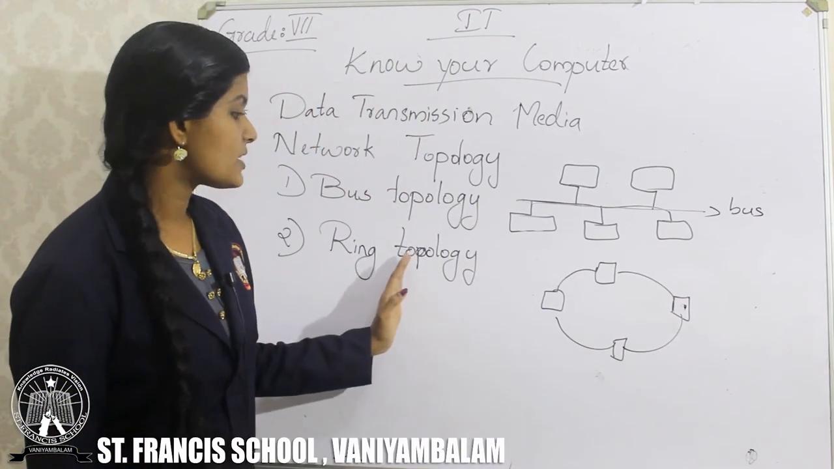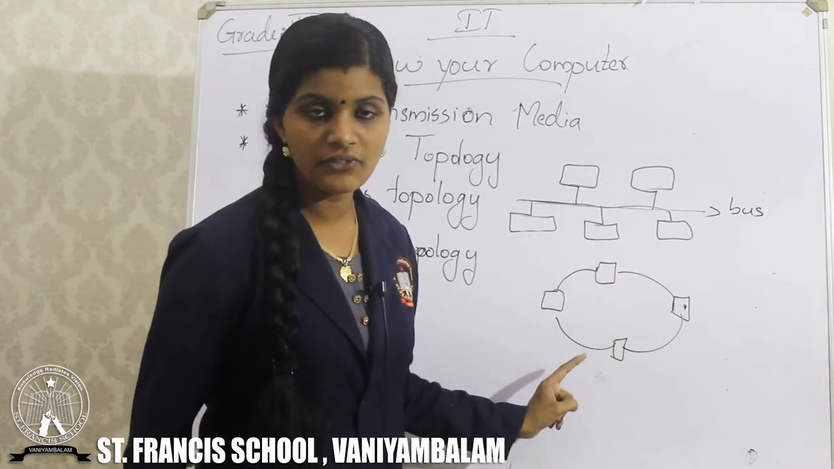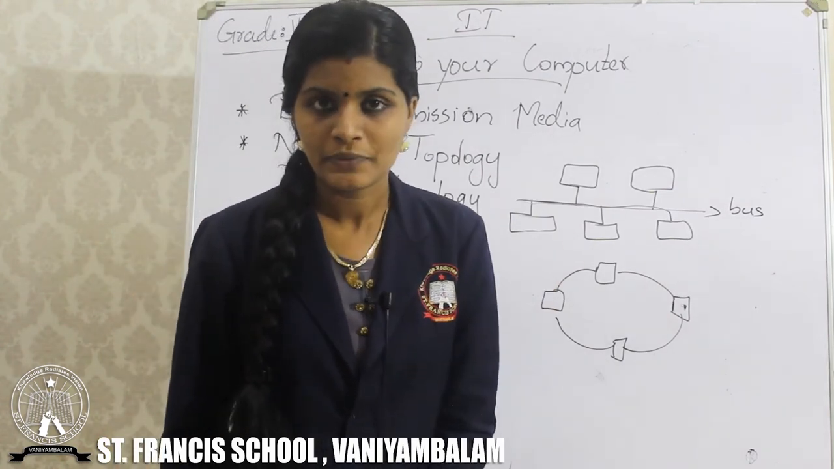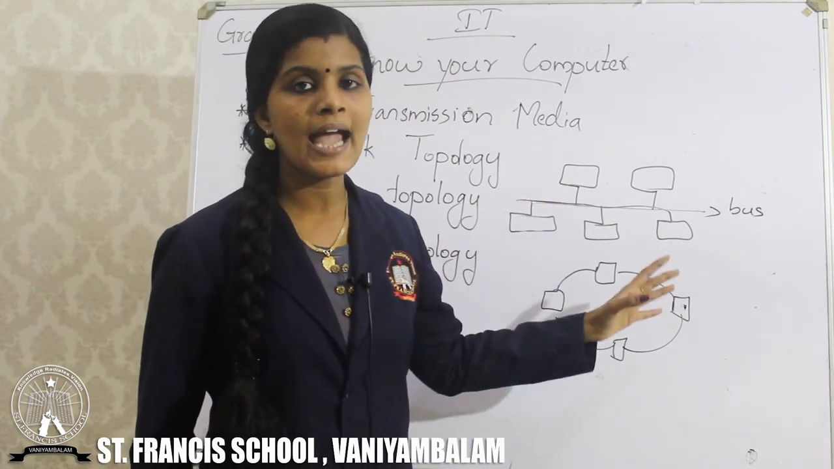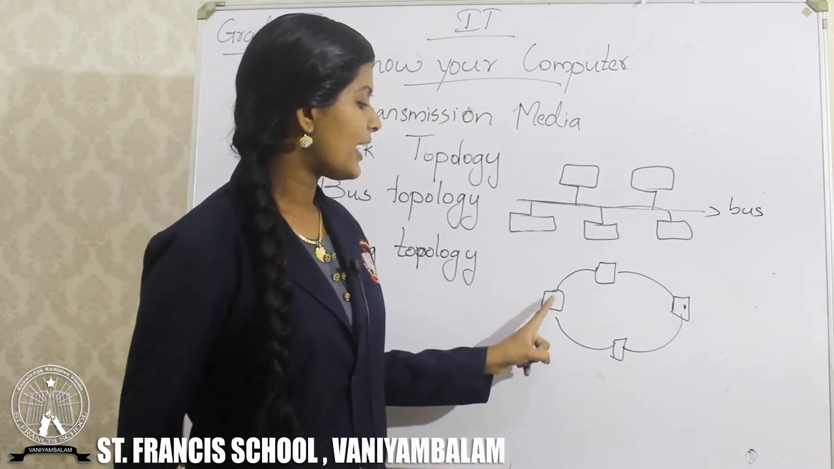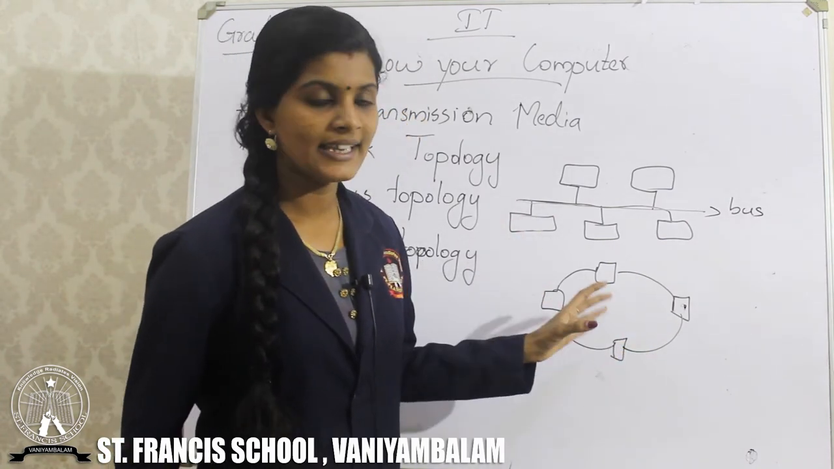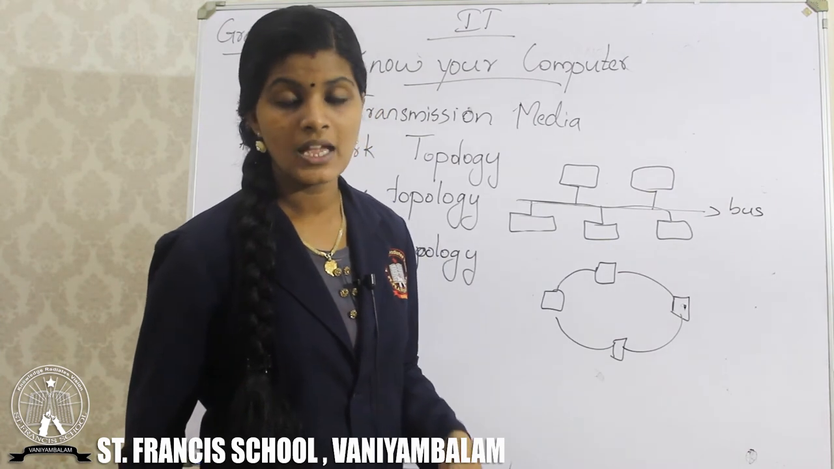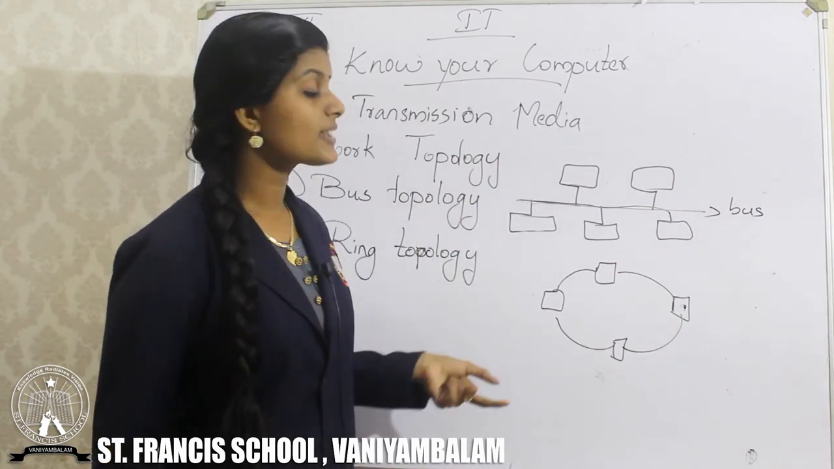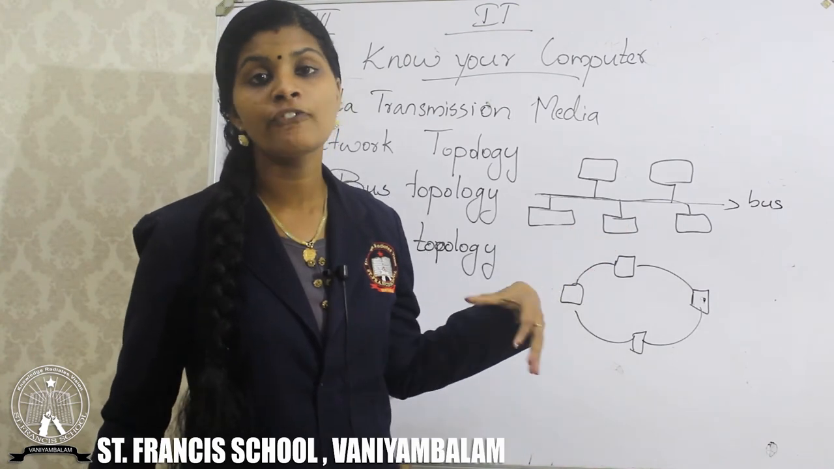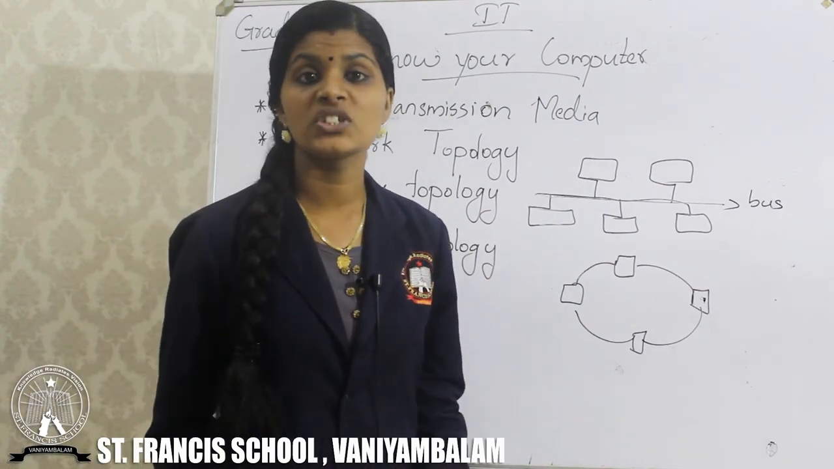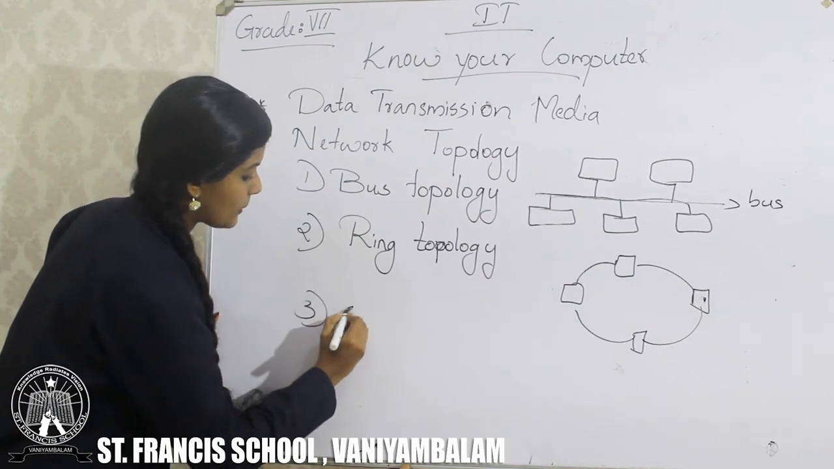So children, ring topology means, just like the name, it is in a circle way. The advantage is we can set it up very easily, less cabling is needed, it is very low cost, and if any fault happens, we can easily identify it. The disadvantages are: if any workstation has any failure, the complete loop will fail. The next one is sending and receiving messages will be very slow. And the third one is that the addition and removal of computers will be very difficult. So these are the disadvantages of ring topology. Now we are moving to the third topology, that is star topology.